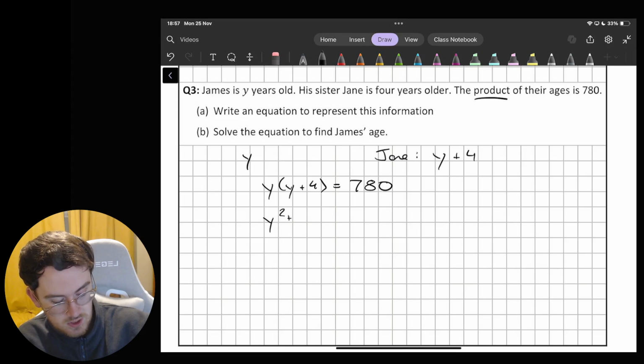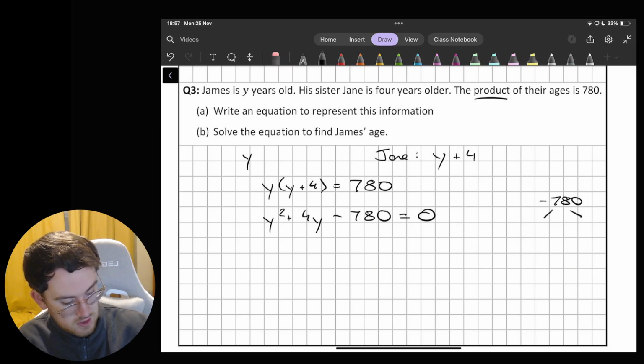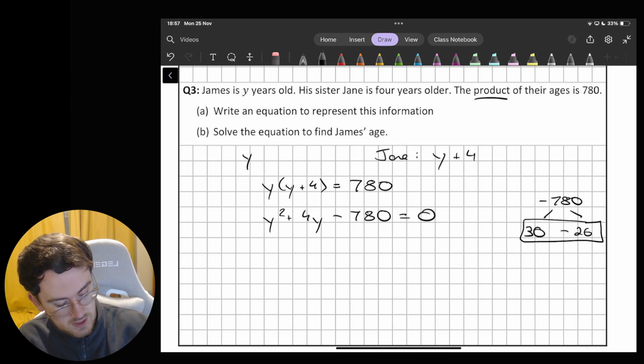So setting up the equation here really is half the battle for these ones. Then I'm looking for two numbers that would multiply to give me minus 780, but that would add to give me 4. So that's going to be 30 and minus 26, I've worked out here. So jumping maybe straight to our simplified method for these quadratics.